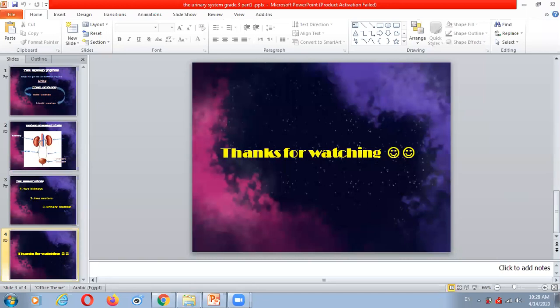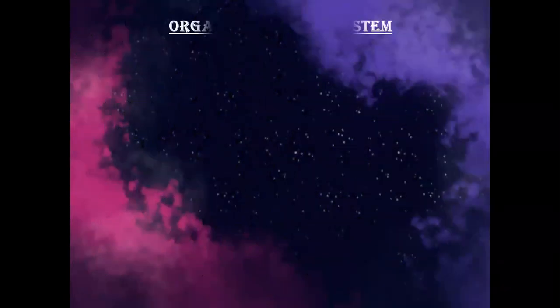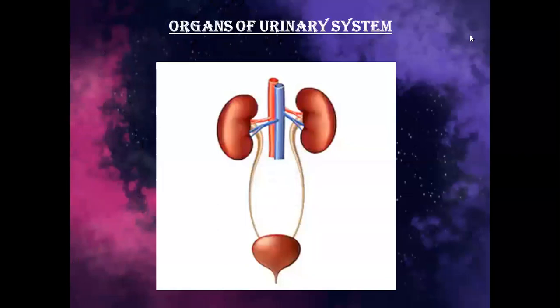Can you get the system again, the picture? The picture of organs of the urinary system. Yes. Okay. This one. What is it? What is this, the blue and red one? This, the blue tube and the red tube.